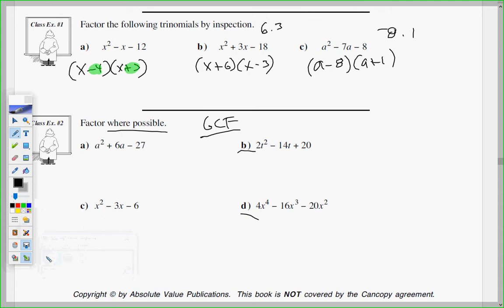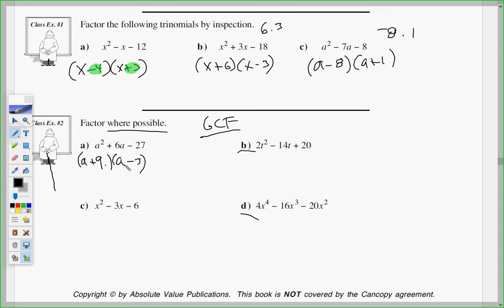Okay, anybody want to offer their answer for A? Sure, Caleb. So it'd be a plus 9, a minus 3. This is an a here, sorry. I'm trying to make my a's and 9's a little different. A minus 3. Okay.